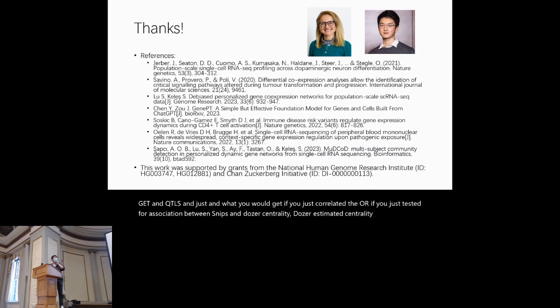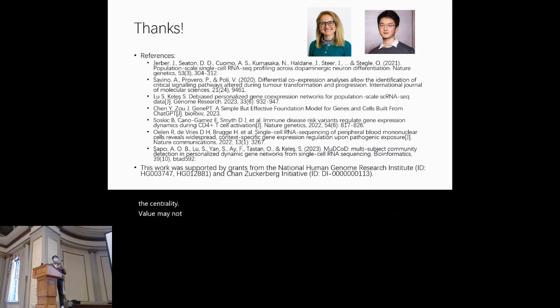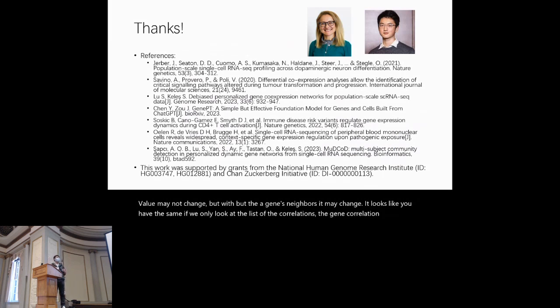Oh, that's one I mentioned, but I don't have enough time to elaborate on. We have found some evidence in the real data that if you only look at centrality, the centrality value may not change, but the gene's neighbors may change. If we only look at the list of correlations of the gene with others, you may not observe a significant difference, but actually the genes it links to change. So by using GET-nQTL, we can detect these false negative cases.